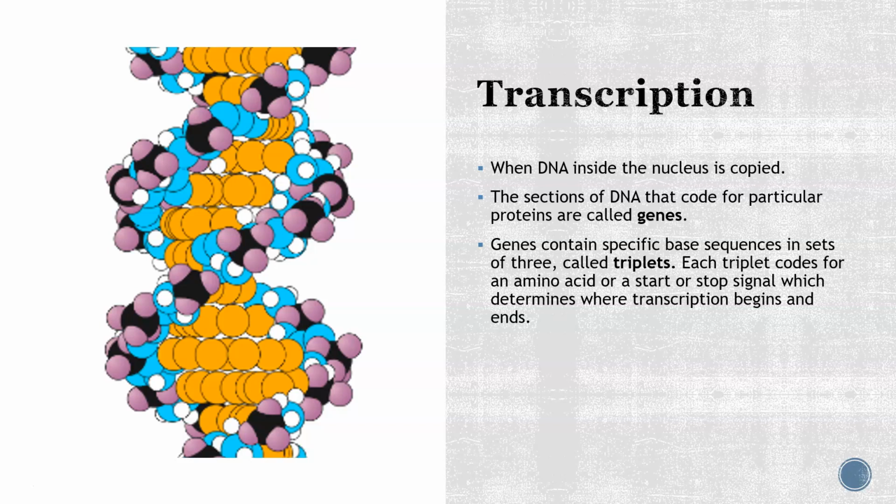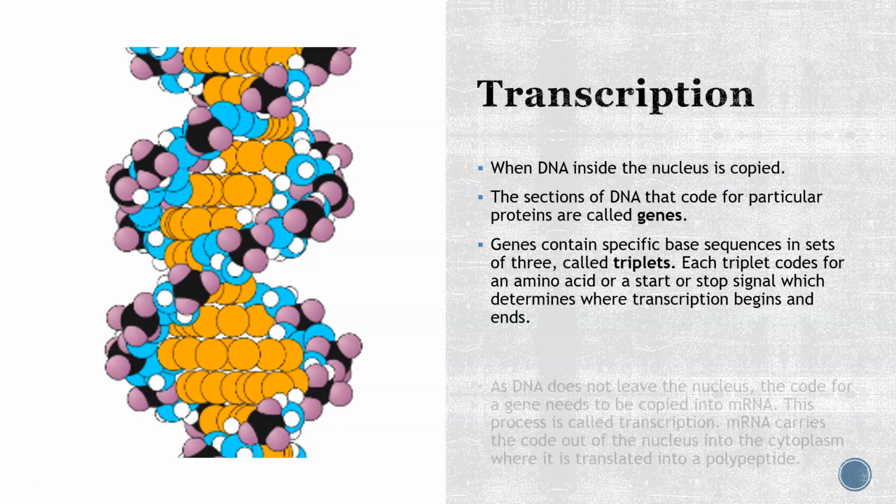So when we get to translation, we're looking at the order of our bases in 3s. Okay, so we look at the bases in triplets. And this then determines where transcription begins and ends, because we have start and stop triplets or codons.